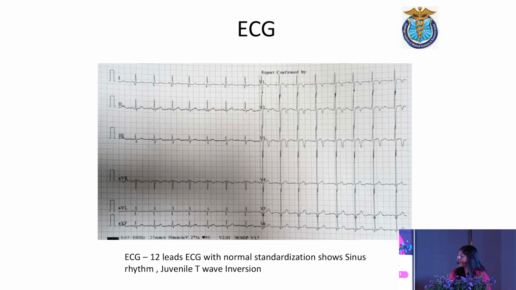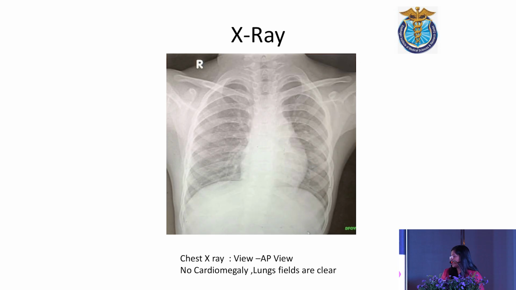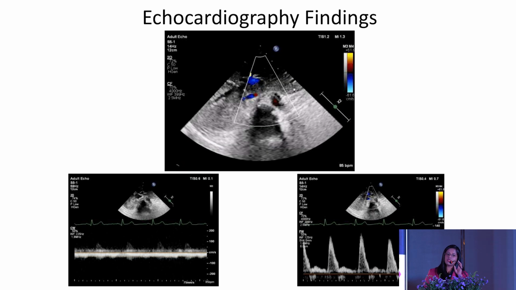The 12-lead ECG shows normal standardization, normal sinus rhythm. There is no chamber hypertrophy or enlargement, but juvenile T-wave inversions were present. X-ray AP view shows no cardiomegaly and lung fields are clear. As this is a pediatric patient, we started with the segmental approach.